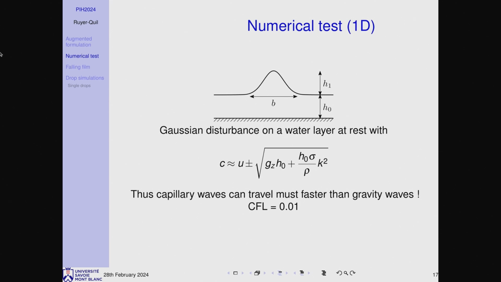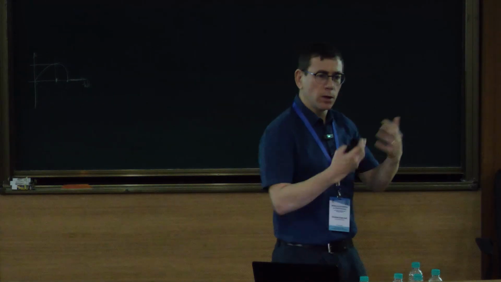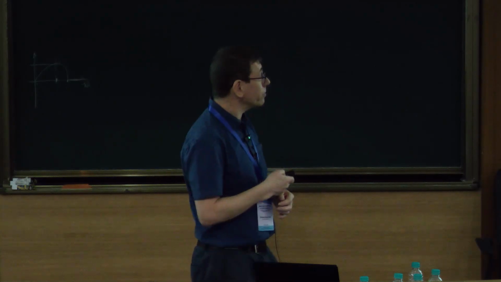We did a 1D numerical test, very simple. We take a horizontal layer of inviscid water, and we put a Gaussian perturbation at the top. Because this is a localized disturbance, due to the velocity of the shallow water waves, with k being the wave number, the capillary waves will be very fast. So we have to be a little bit cautious. We take a CFL number of 10 to the minus 2. The CFL number is based on the maximum eigenvalue of the Jacobian of the hyperbolic system here. But that works very well.